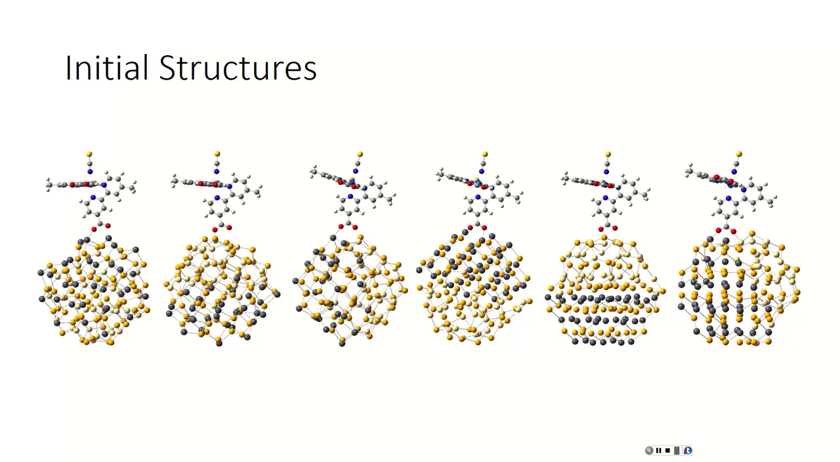So here's the initial structures. I didn't label them, but the first three are the cadmium rich, and then the last three are the lead rich, and these are just, I put the dye on the quantum dot in three different configurations. We have one where I put it on the lead, one where I put it on the cadmium, and one where I put it on the interface of both.